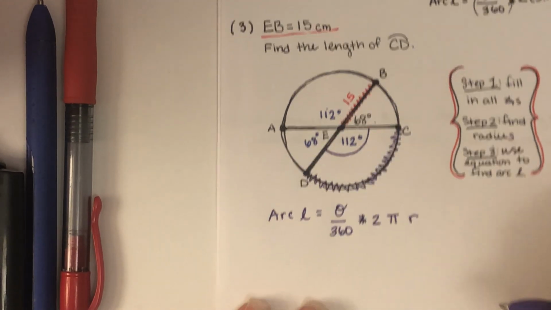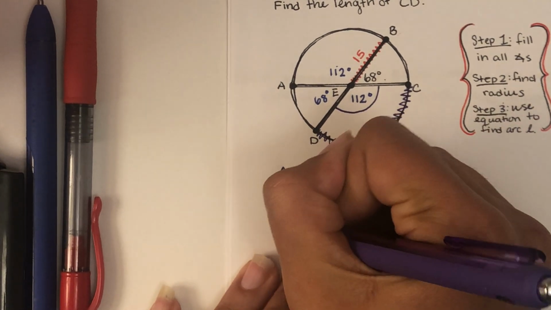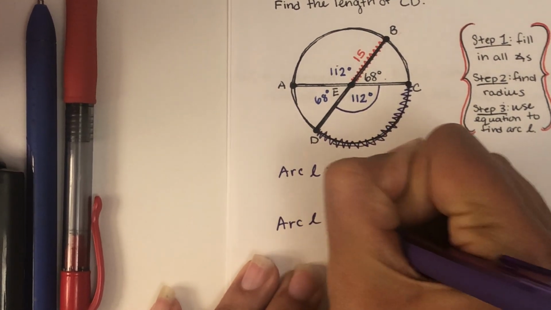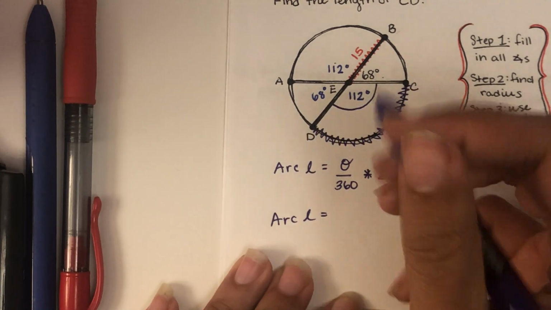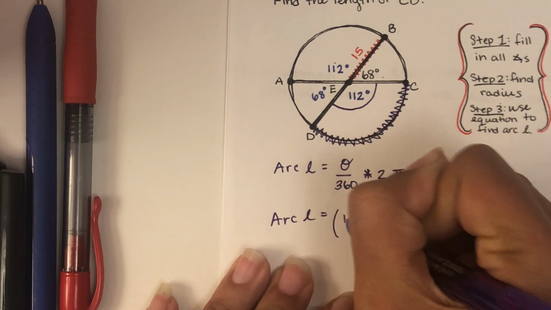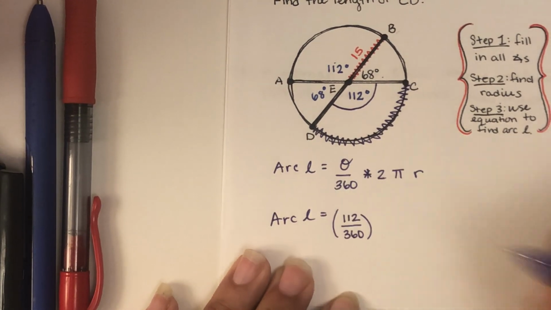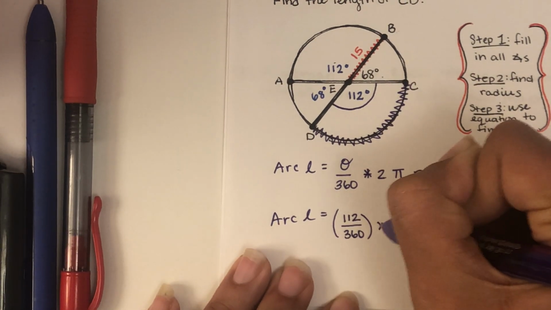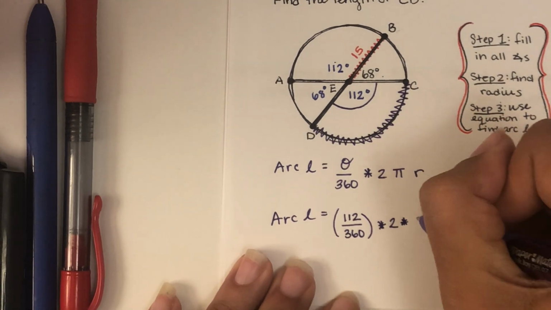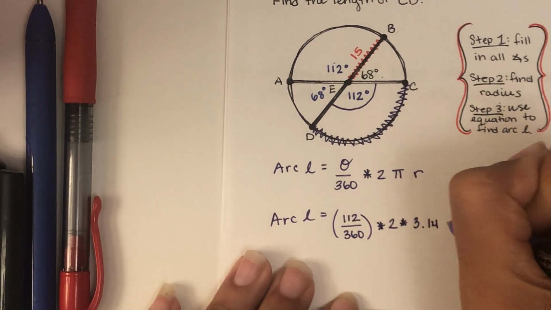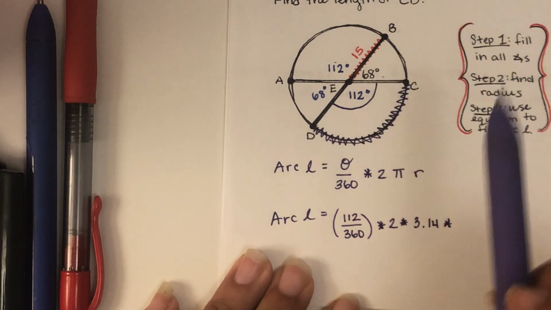All right, instead of theta over 360, we're going to use the angle that's paired with this arc, which is 112. So instead of theta over 360, it's 112 over 360, times 2 times, instead of pi, 3.14. And then what was my radius here? Remember? 15.